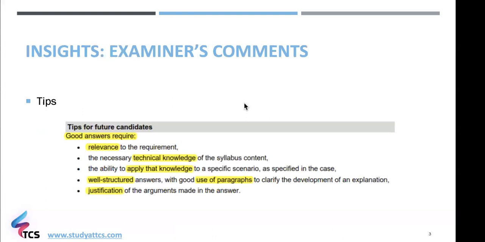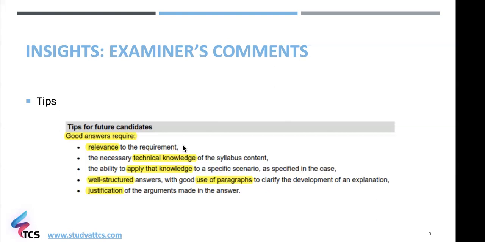So the examiner, as per the CIMA exam blueprint, is providing us with several different tips. When developing answers, it's best if you can come up with a high quality answer. High quality answers require relevance to the requirement. As I've highlighted in the second webinar, you need to allocate something like 5 minutes to read through the scenario. And after reading through the scenario, you need to understand the exact requirement.